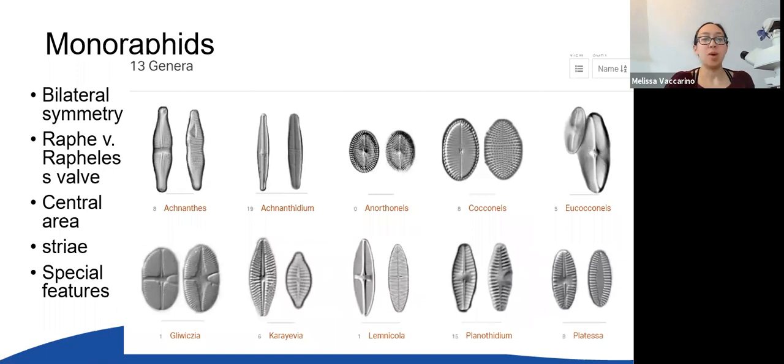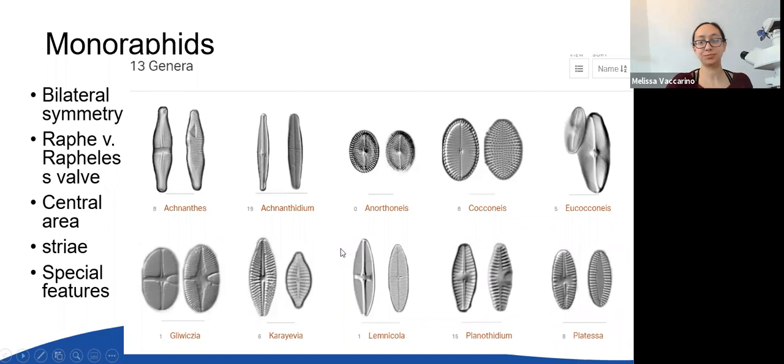Monoraphids, bilateral symmetry, raphe versus raphe-less valve. So you can see here the paired valve faces, and one will have a raphe and one will not. And again, you'll want to see if you can find some interesting structures. So here on Gomphonema and Planothidium, you may see a cavum. You may see a deflection of the raphe, such as in this Eucocconeis, or you may see a wide central area here where there's no striae on one face of Lemnicola.